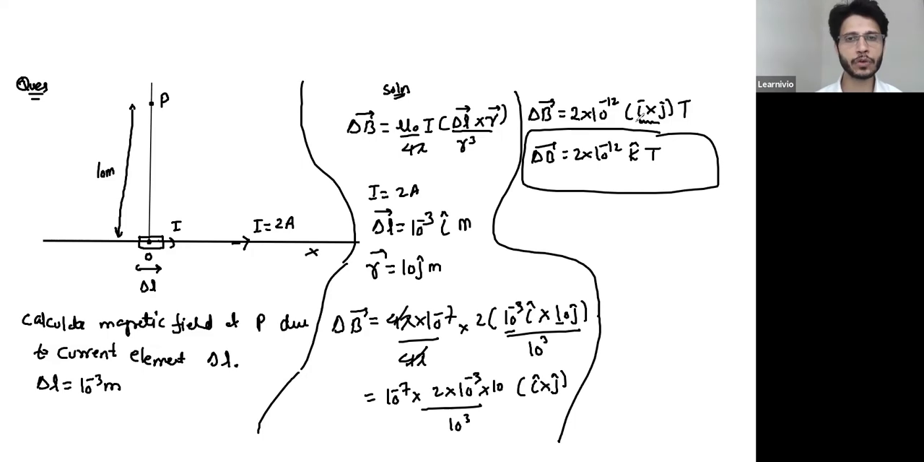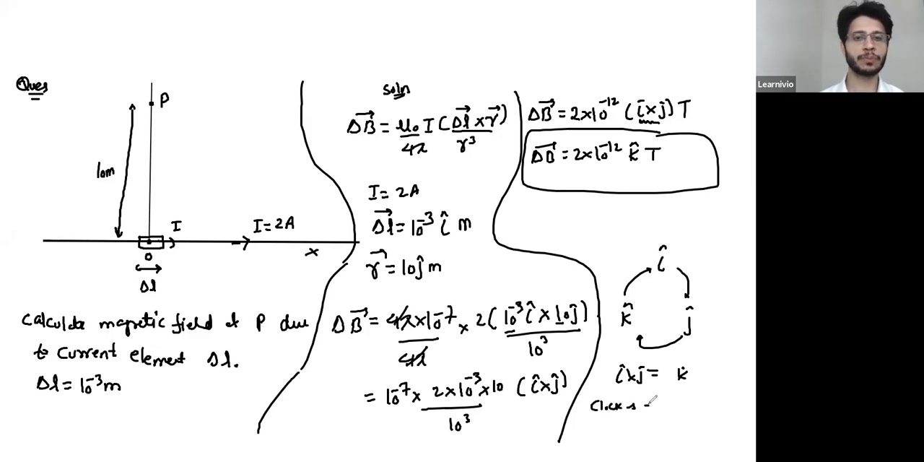So if anyone of you doesn't remember why I cross J is K, just remember this thing. Right, I, J, K: if you move clockwise, like if you do I cross J, it's K. J cross K will be I, K cross I will be J. If you take anti-clockwise, then this is negative. Here, clockwise is positive. If you take anti-clockwise, this is negative. Remember this thing for further numericals. Clear?